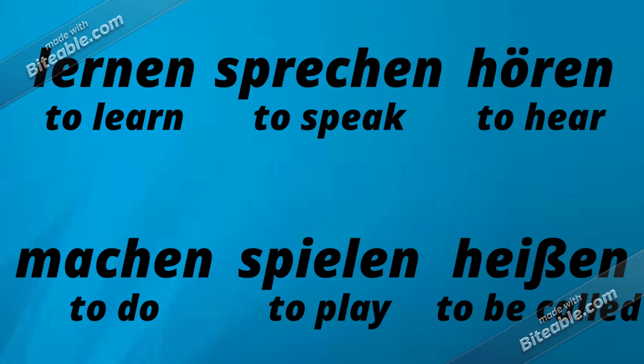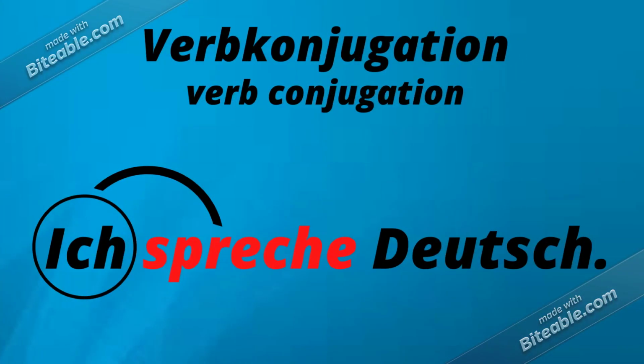The best way to remember a verb is to remember it in its infinitive form. But when we use the verb in a sentence, that verb has to be conjugated. Verb conjugation. Here is an example. Ich spreche Deutsch. That means I speak German. The conjugation of the verb depends on the subject. In this sentence, the subject is ich.